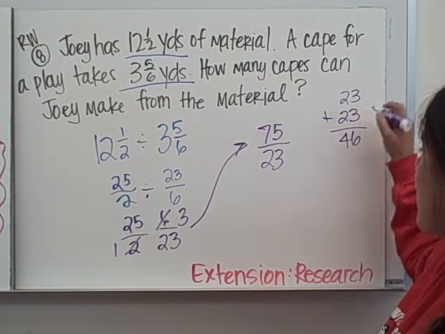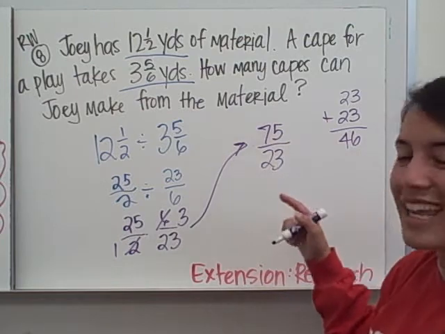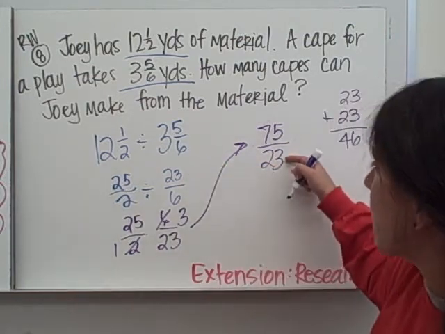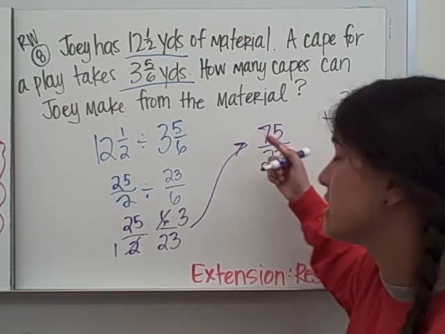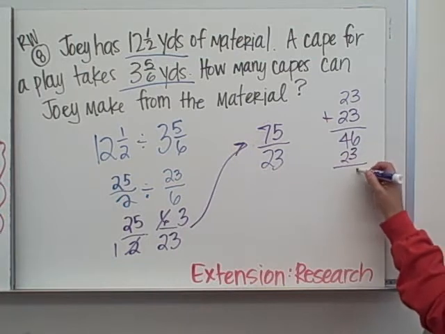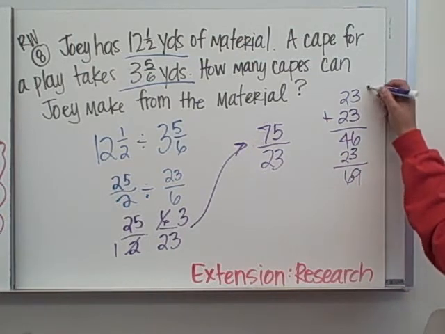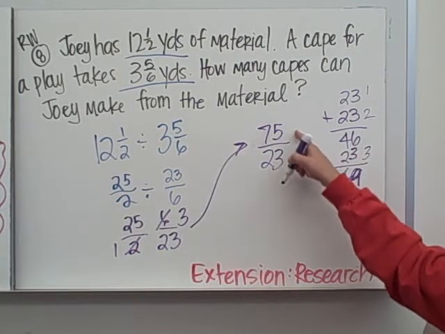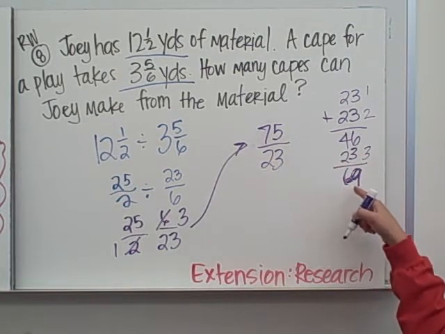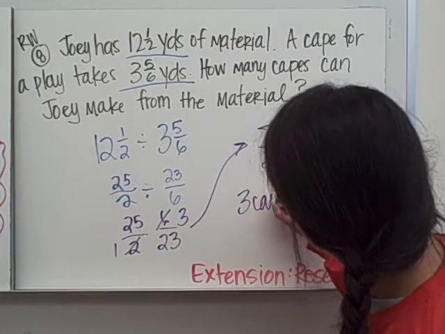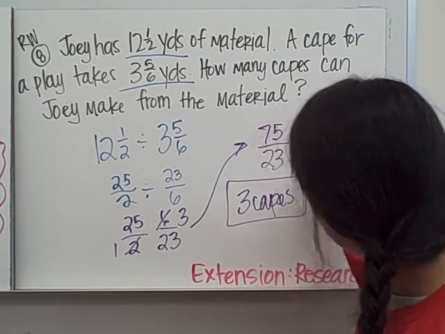46. So I know he can make 2 capes, but can I get one more cape out of the 75? So how many times will 23 go into 75? Let's add another 23. 6 plus 3 is 9, 69. So that's 1, 2, 3 capes. If I can only go to 75, do I have enough room to get one more cape out? No. So my answer is 3 capes.